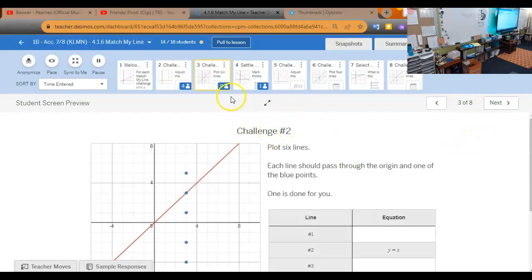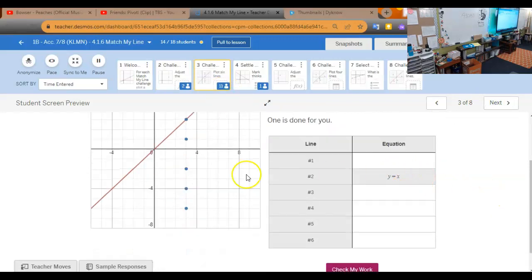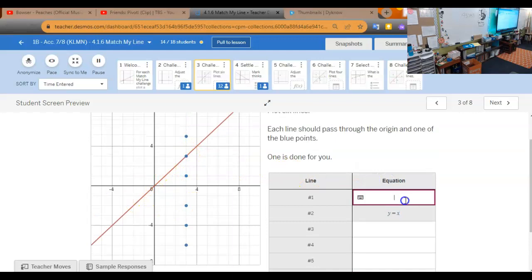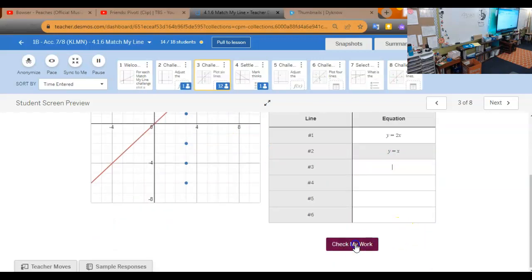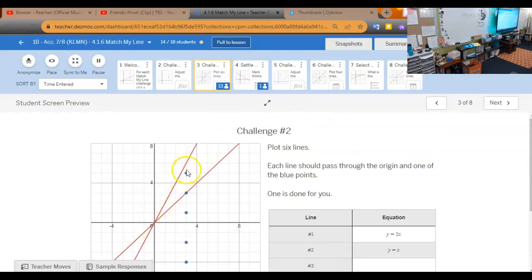So for challenge number 2 that a bunch of us are still looking at, y equals x is given as line 2. Vivian, can you give me an equation that hits one of these points? 2x? Oh, it won't graph until I fill all of them in, I guess. You press submit. Ooh, I missed it. 1.5x, which is actually 3 halves if I want to write it as a fraction.